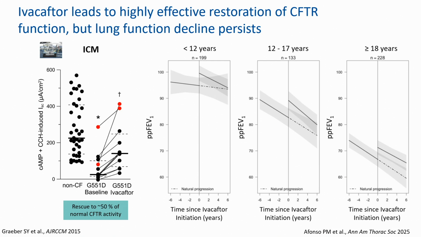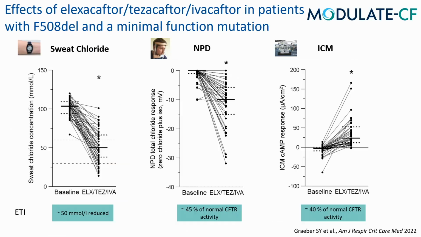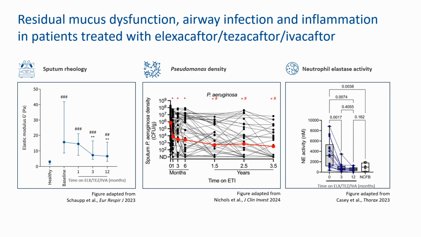So this means that in this case, 50% might not be enough at this time. Similarly, for elexacaftor, tezacaftor, ivacaftor, or ETI, we've seen that it improves CFTR function in the respiratory and intestinal epithelium to about 40 to 50% of normal CFTR activity.